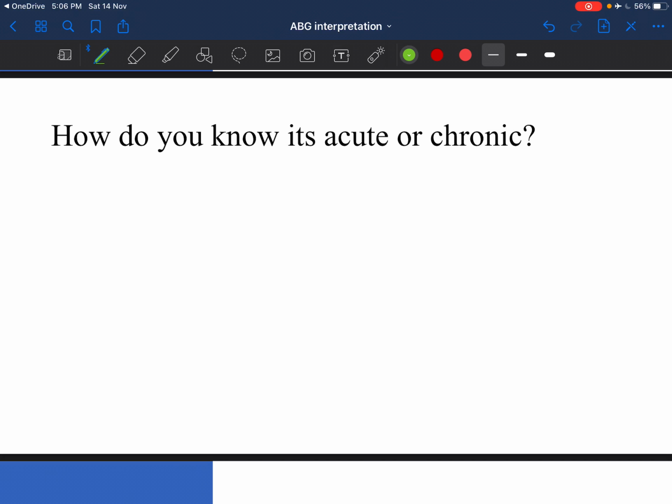So, how do you know whether it is acute or chronic? As I said, depending upon history, yes, you can do. History wise, if it is less than 3 to 5 days, then you call it acute. If it is more than 3 to 5 days, you can call it chronic. Or if you want a more objective method, or the patient does not remember, then you can use this formula, delta hydrogen divided by delta PaCO2.